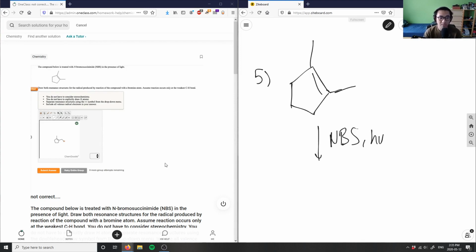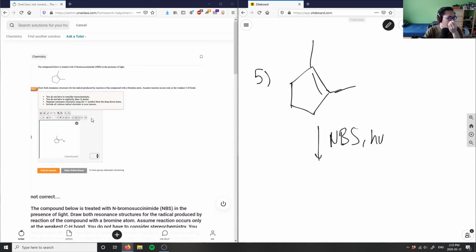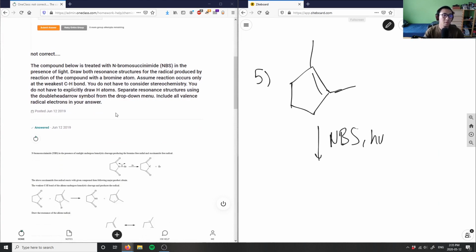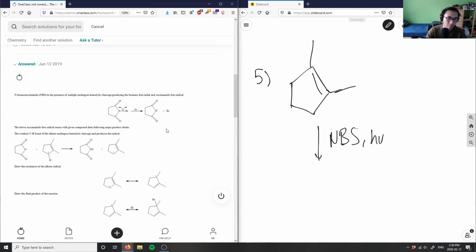But again, this here would be the incorrect solution. So again, this says here it's not correct, right? So again, it says here you don't have to consider stereochemistry, you don't have to draw each atom, and so on and so forth. So this solution here, what they're doing is they're going to break down what the mechanism behind NBS is. It's actually a very complicated radical halogenation step. So I can walk this over with you.